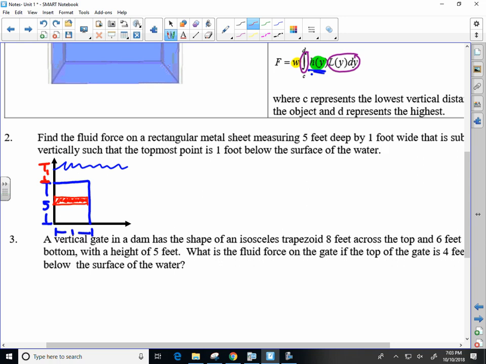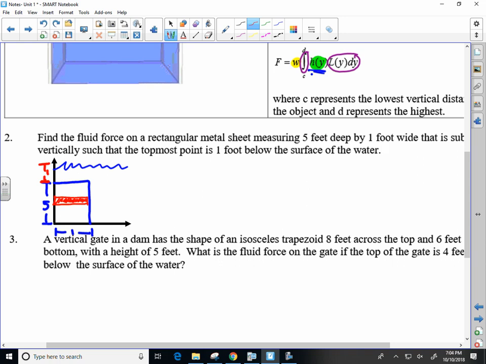Sorry? You couldn't, because then your arbitrary rectangle would vary in pressure at the different depths. Okay, so we know that if we look at this horizontally oriented rectangle, we have to find a few things.